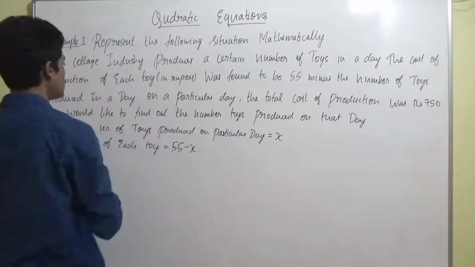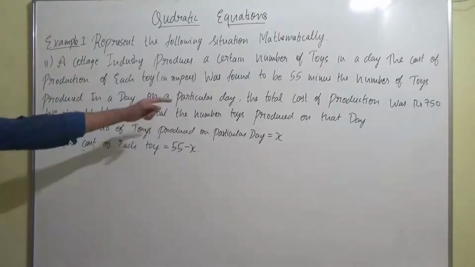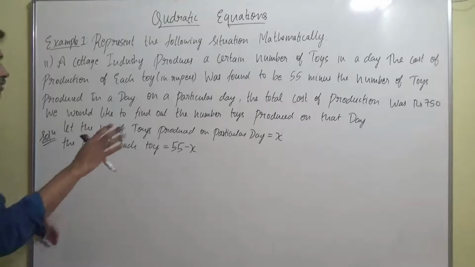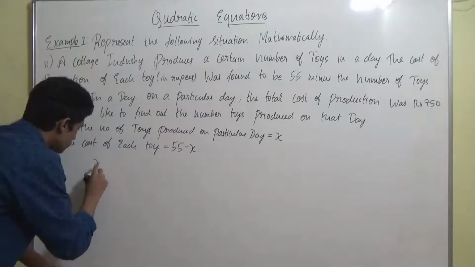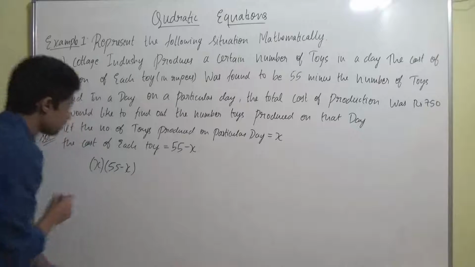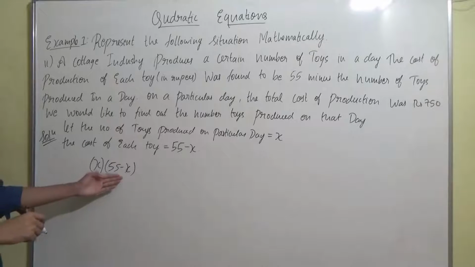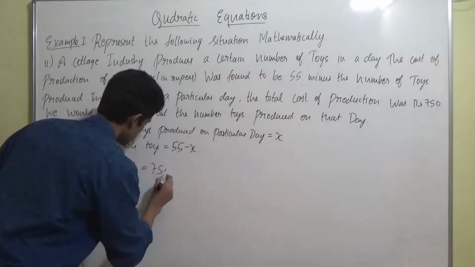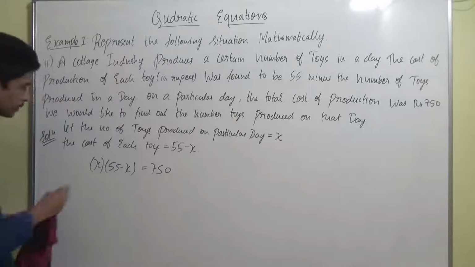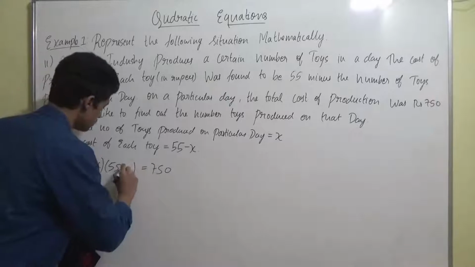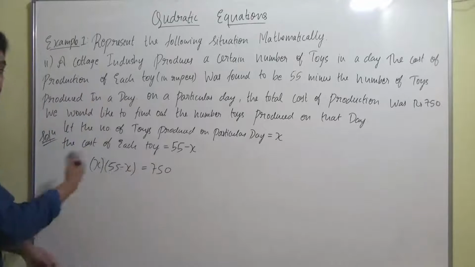Done. Now they are telling on the particular day the cost of production was 750. So now let's multiply these two and equate it to 750, guys. Getting it, the number of toys multiplied by their individual prices gives us the total production cost. That's it, guys. This is the main equation. So this is x, right? Now let's start expanding this.